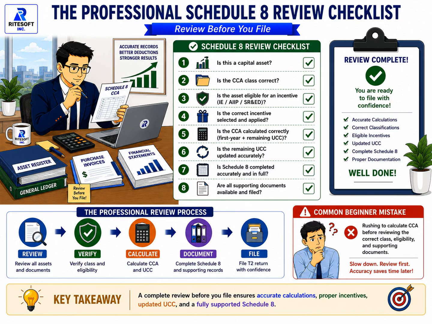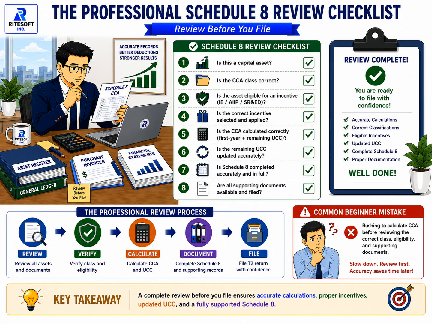Professional tax preparers often remember this review using 5 simple steps. First, review all assets and supporting documents. Next, verify the CCA class and eligibility. Then calculate the capital cost allowance and remaining UCC. After that, document the completed Schedule 8 and supporting records. Finally, file the T2 return with confidence.